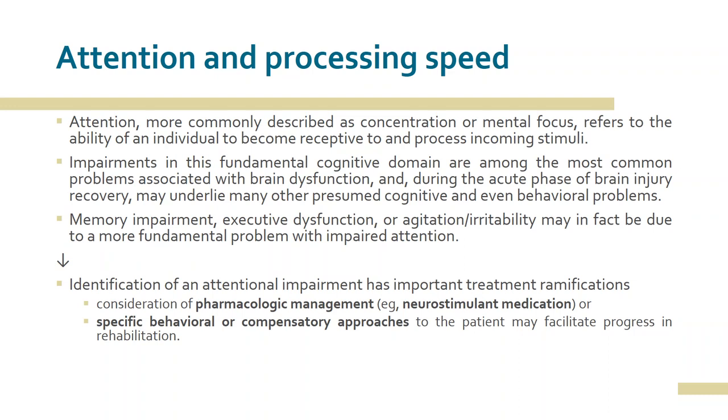Impairments in this fundamental cognitive domain are among the most common problems associated with TBI. During the acute phase of brain injury, recovery may underlie many other presumed cognitive and behavioral problems: memory impairment, executive dysfunction, which means higher function, agitation, irritability may in fact be due to more fundamental problems with impaired attention. When a person has impaired attention, ultimately, because attention is the first step, memory impairment, executive dysfunction and agitation will remain, because nothing can be processed. That means any information from outside cannot be processed in the brain. So identification of attentional impairment is important for treatment, and consideration of pharmacological management, especially neurostimulant medication, which we will discuss further, or specific behavioral or compensatory approaches is required.